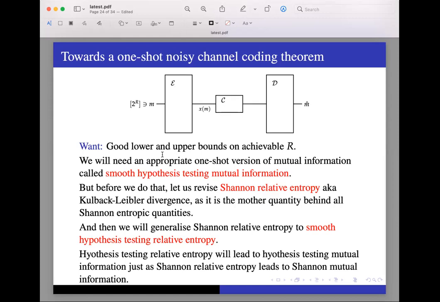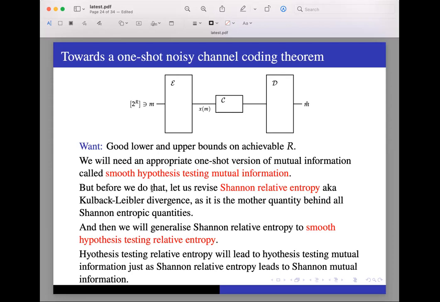Okay, so what we want for this setup is good lower and upper bounds on the achievable rate R. For this, as we will see later on, we will need an appropriate one-shot version of mutual information. It is called the smooth hypothesis testing mutual information. But before we do that, it will pay to study a little bit of traditional information theory, because it will give us a good idea of the one-shot entropic quantities that we'll use later in the course.